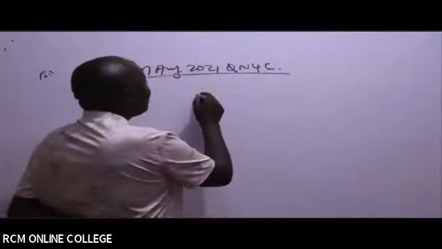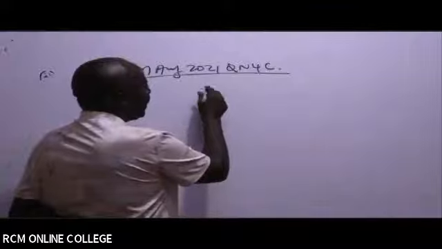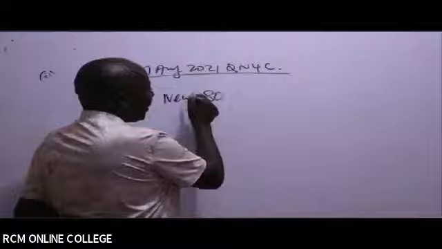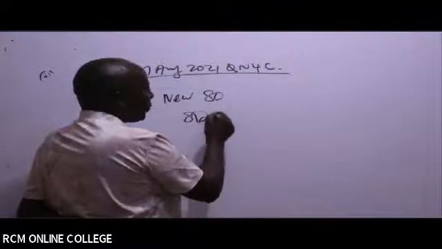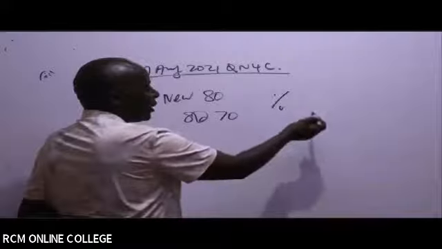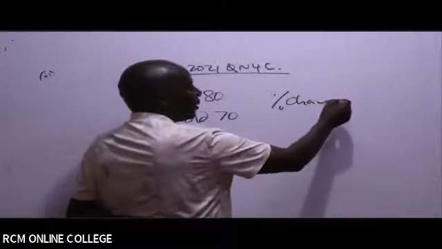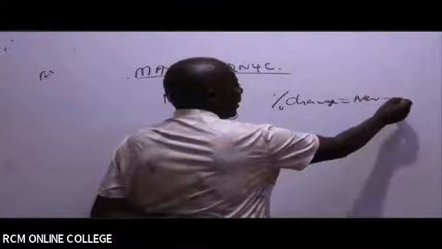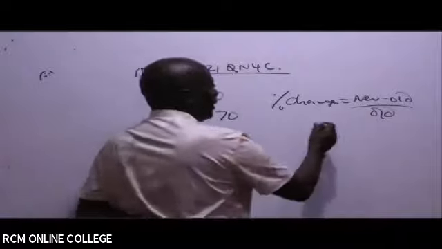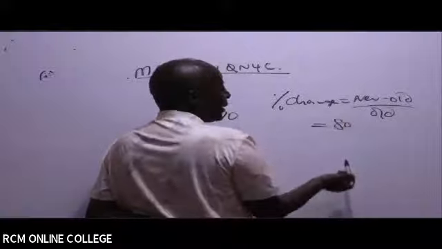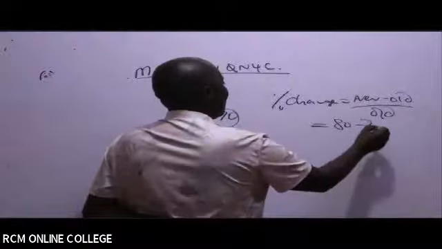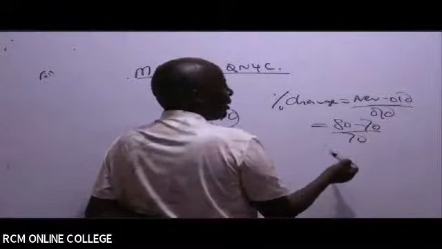You see, if you're told in this case that bread has increased to Kenya shillings 80, so this is a new price, right? And then the old price, for example, was 70. So how do you get percentage increase or decrease, percentage change? You take the new price minus the old, over the old. So in this case, the new price is 80, over the old, which is 70, divided by the old, times 100.